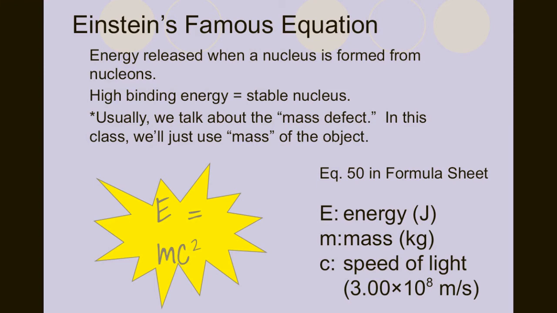All right, Einstein's famous equation. Energy is released when a nucleus is formed from nucleons. It is a very high binding energy, which is going to result in a stable nucleus. We talk about mass defect, but in this class, we're just going to focus and use the mass of the object. So E equals mc squared is going to be equation number 50 in our formula sheet. E, of course, is energy. Any kind of energy is going to have units of joules. Mass, just like anything else, needs to be in kilograms. And c is the speed of light, 3 times 10 to the 8th meters per second, and that is a constant in your formula sheet.